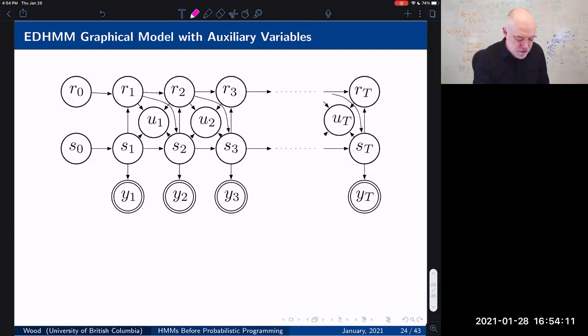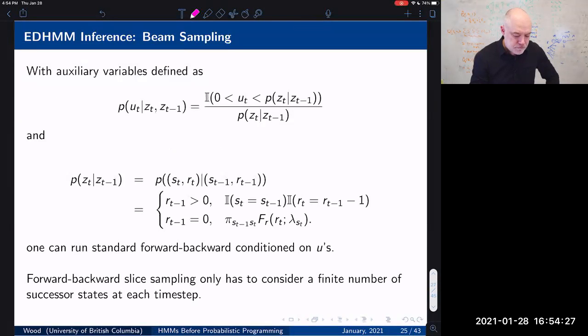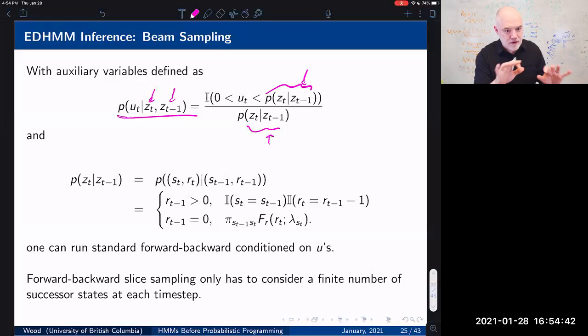So when we do this auxiliary variable trick in the EDHMM, we can use it by imposing an auxiliary variable u that has the following connections, and we'll talk about exactly what this is. We can impose auxiliary variables defined in this way, which are conditioned on the value of the state before and the state after, which involves both R and S. So when you evaluate this, you have to evaluate expressions in both P of R and P of S given R, and so on and so forth.